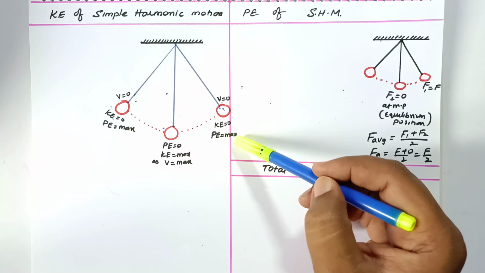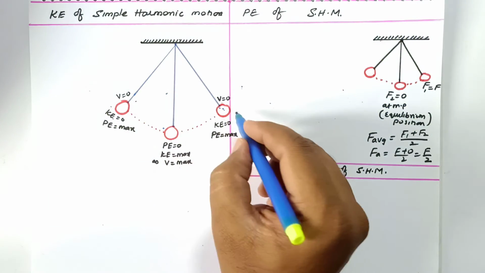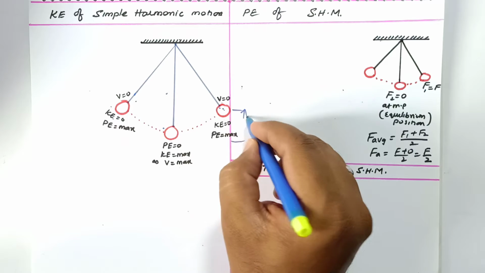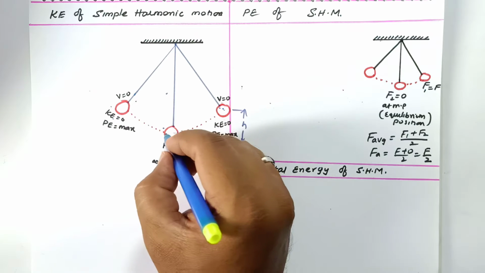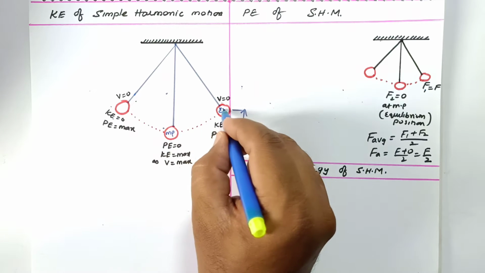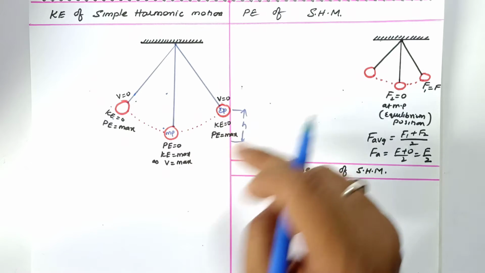And potential energy becomes maximum here because it travels a certain height from this point to this point. It will rise a certain height h from the mean position to the extreme position. Because this is the mean position and this is the extreme position, potential energy will be maximum at this place and kinetic energy will be 0.